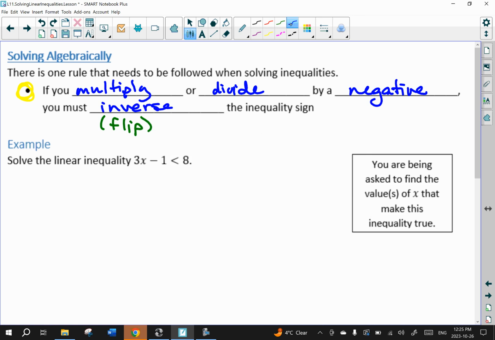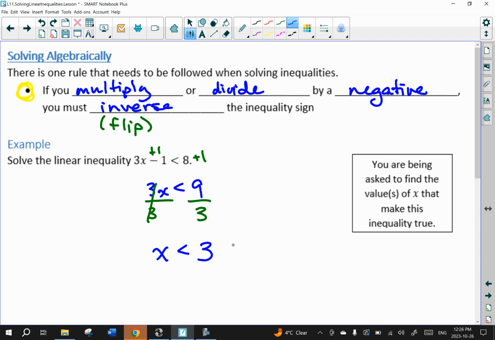All right. So the inequality right now says 3x minus 1 has to be less than 8. This is the same question we just did. We're actually just going to solve this with math now. We want to get 3x by itself, so we're going to add 1. We are not multiplying or dividing by a negative, therefore there's no sign flip. 3x is less than 9. We need to get x by itself. We're dividing by 3. We are not multiplying or dividing by a negative number. Therefore, there is no sign flip. x has to be less than 3.